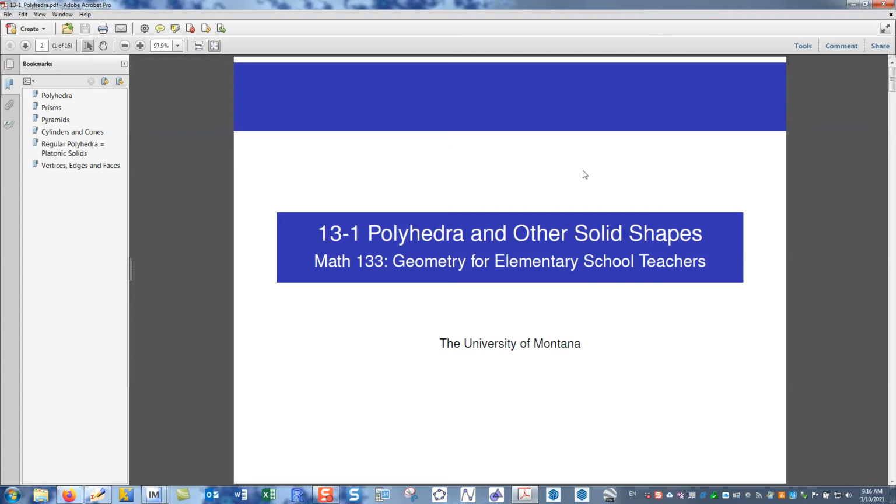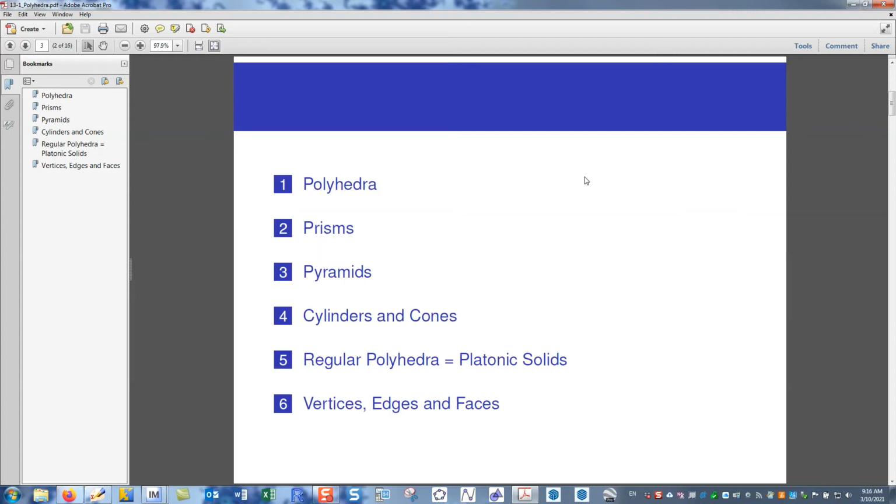So before we dive into finding the surface area and volume of solids, it's helpful to go through and take a look at how solids are defined. That's what this first section is about: how we can categorize and define the different types of solids that we're going to want to find the surface area and volume of. So we're going to take a look at the definition of polyhedra, then of prisms, pyramids, cylinders, and cones, and then a special set of polyhedra called the regular polyhedra, more commonly called the platonic solids.